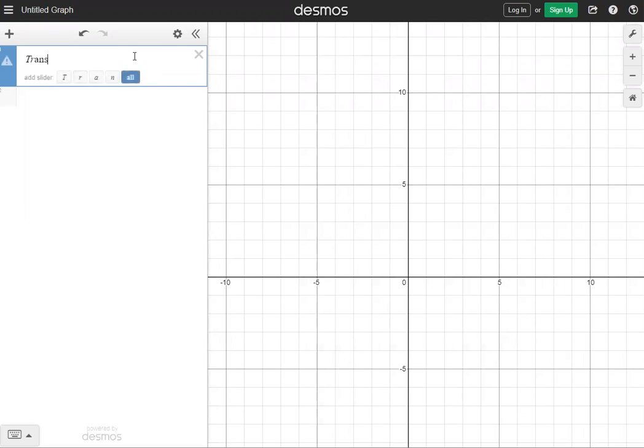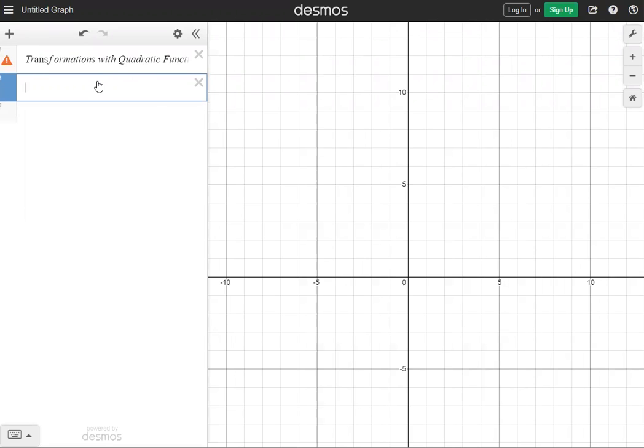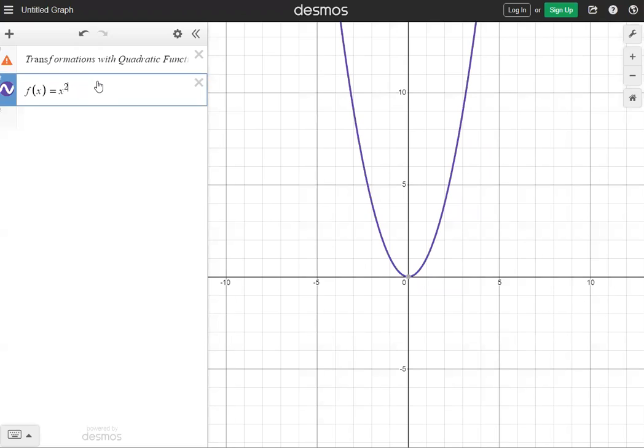So transformations with quadratic functions. Now, you probably learned that quadratic functions have a highest exponent of 2. So we're going to be working with f of x is equal to x squared. And when you graph this function, you get a familiar parabolic shape, which is basically a U shape. It's going to start with a vertex of 0, 0, and it's going to have that x squared shape.